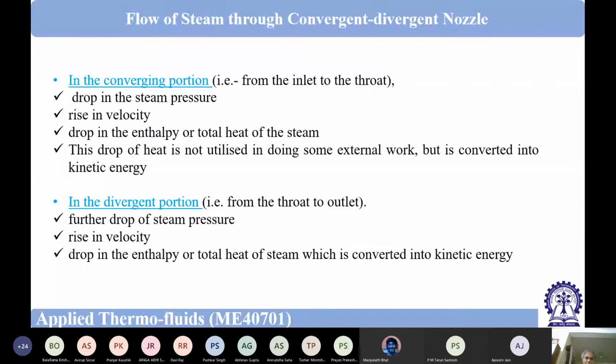In the divergent portion, from throat to outlet, there is a further drop in steam pressure. Please mind that it has not been written, but it is very important: it will occur only if we have sonic velocity at the throat. Further drop in steam pressure, rise in velocity, drop in enthalpy or total heat of steam, which is converted into kinetic energy. All these things are true only if the velocity comes to the sonic state at the throat. All right.